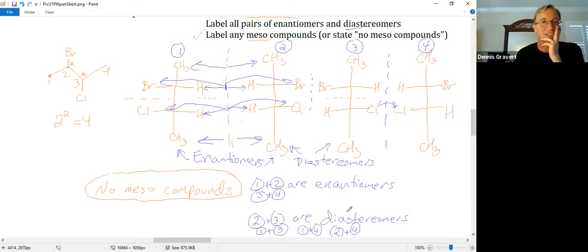And I found all the combinations of 2. It might be done. Let's check. 3 with 1. Yeah, that's the same as 1 and 3. Diastereomers. 3 and 2. No, that's same as 2 and 3. 3 and 4. Yeah, I did that one. That's enantiomers. Let's check 4. 4 and 1. Oh, here it is. 1 and 4 are diastereomers. 4 and 2. That's same as 2 and 4. Diastereomers. 4 and 3. Yeah, that's 3 and 4. That's enantiomers. Yay, that's it.